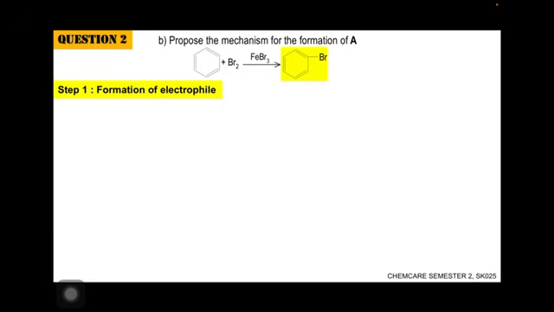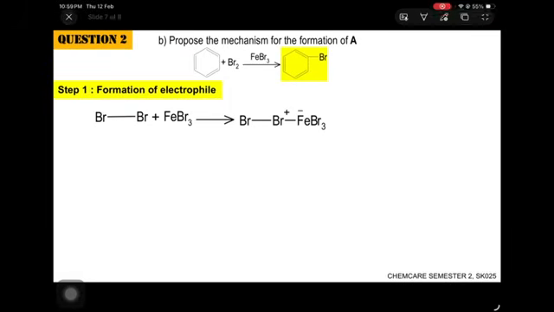So we start with step number 1, formation of electrophile. Bromine will be combined with FeBr3 to form a Lewis acid base complex. So the arrow will be from bromine to FeBr3, and then you will produce the complex. Okay, so bromine has a positive charge, and your FeBr3 has a negative charge. The first step will give you 1 mark, and formation of the complex will give you another 1 mark.